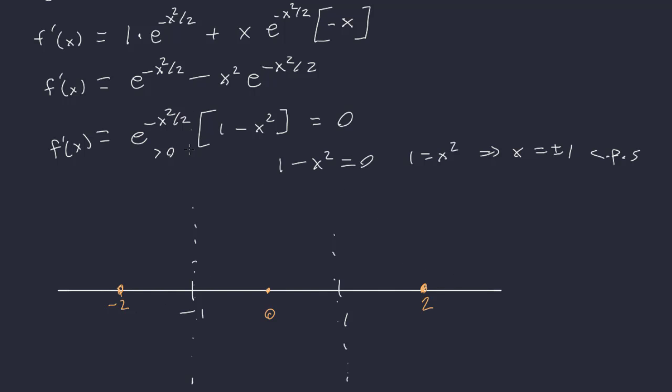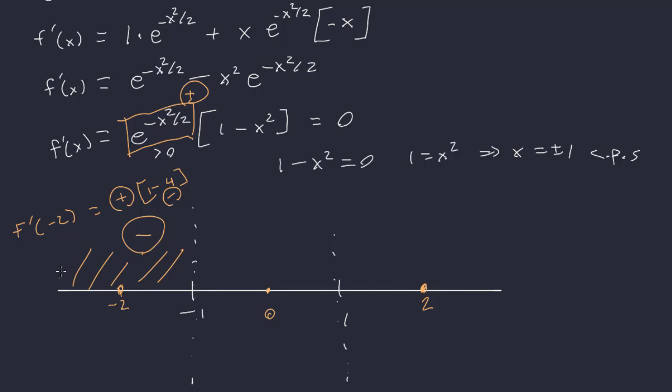Now, when we're checking whether our derivative is positive or negative, notice this e to the stuff part is always positive. So we can actually ignore that and just see what this is doing. All right, so f prime of negative 2, well, the e stuff is always positive. This part is going to be a 1 minus 4. So that's going to be a negative. So this whole thing in this region is negative. So that means our f is decreasing in this region.